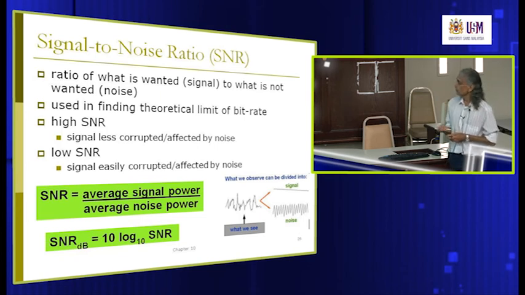So how do we measure SNR? This is basically a formula: average signal power over the average noise power. So this is the ratio. And if you want to measure SNR in terms of decibels, then we use the same logarithm formula as we used in the signal strength calculation earlier.